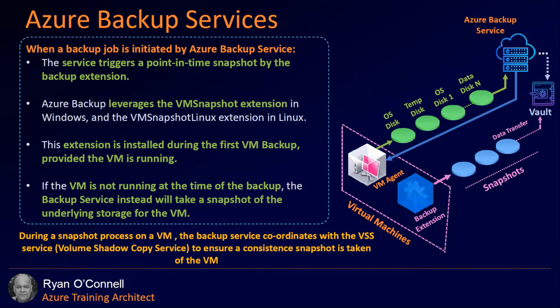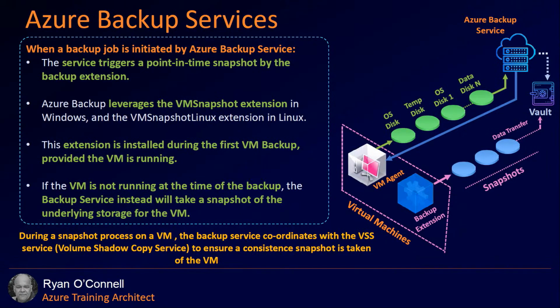The Azure Backup service. When a backup job is initiated by the Azure Backup service, the service triggers a point-in-time snapshot by the backup extension. The Azure Backup leverages the snapshot extension in Windows and the VM Snapshot Linux extension in Linux. This extension is installed during the first VM backup, provided the VM is running. If the VM is not running at the time of the backup, the service instead will take a snapshot of the underlying storage of the VM.